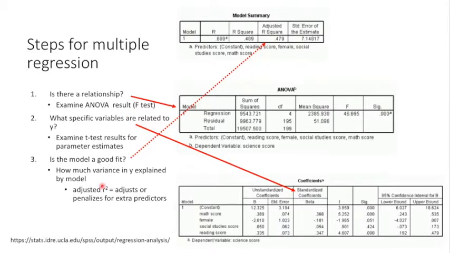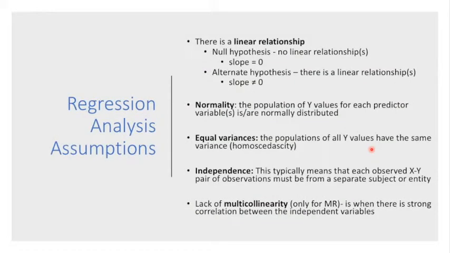Then you're going to say, okay, I found out which of those predictors are significant. Is the model a good fit? And that's where I look at the adjusted R squared, and this adjusts for the number of predictors. It penalizes you for additional predictors, so you can see an R squared here, and then this one's a little more conservative of a result. So that's telling us that 48% of the variance in science scores is predicted by our model with these variables included.